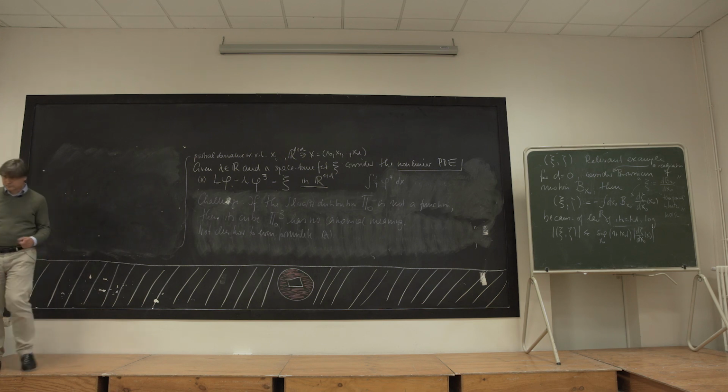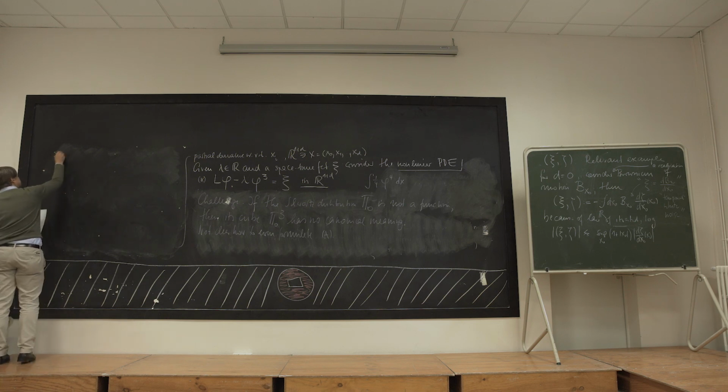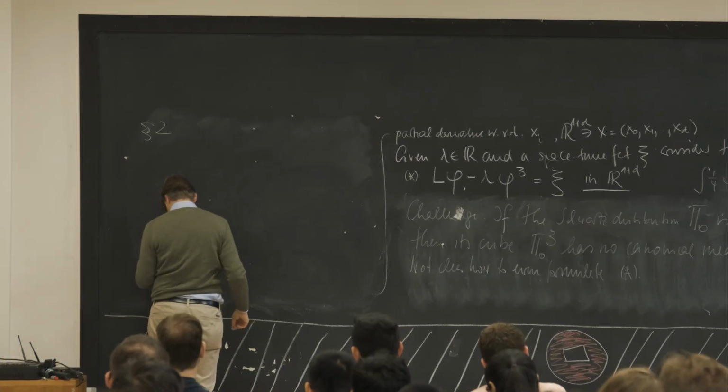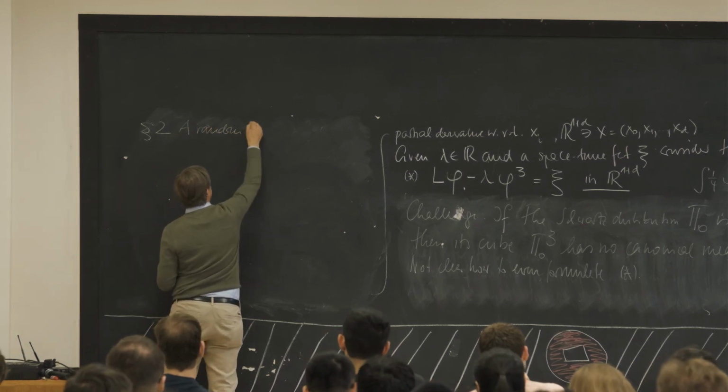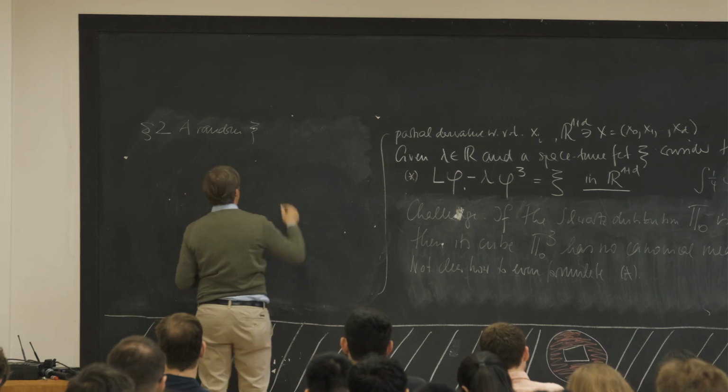Let me return to what I said before, that instead of fighting randomness, one should capitalize on randomness. So that's the second section: a random psi with symmetries in law.